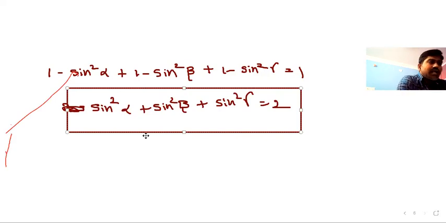Okay, sin square alpha plus sin square beta plus sin square gamma is equal to 2 only.